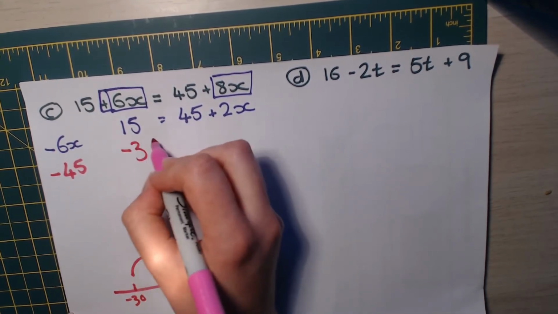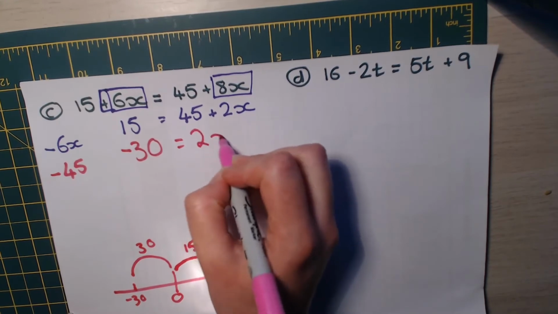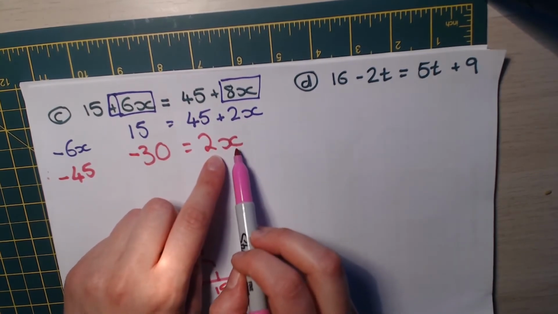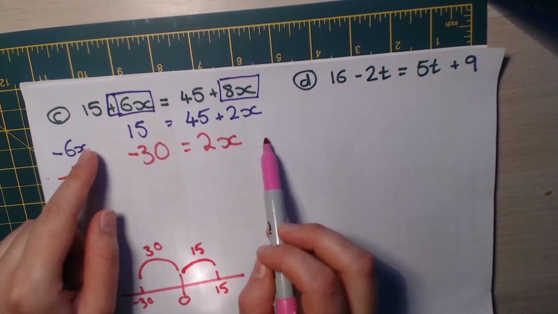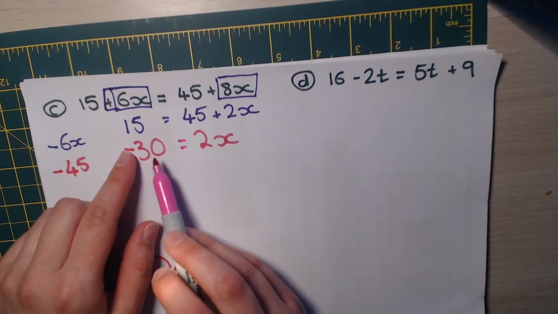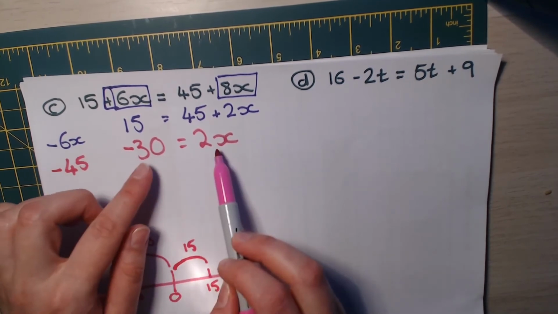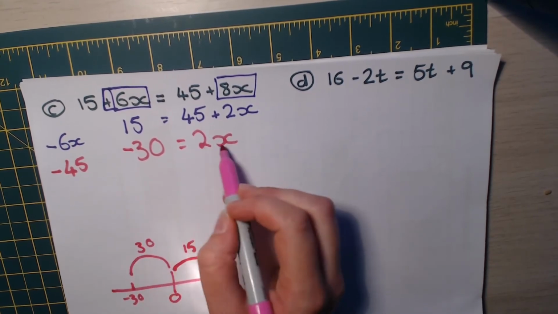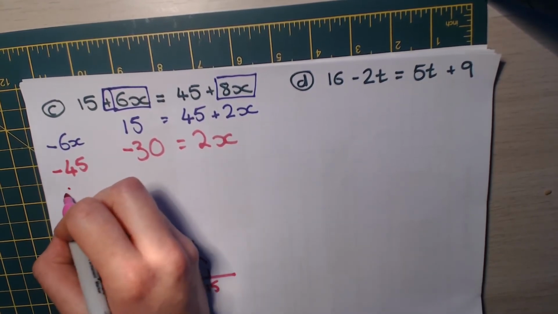So negative 30 equals 2x. And it doesn't matter that x is on the right hand side either. Some people are never sure about that. That's okay. As long as they equal each other, it doesn't matter which way we write it. We're very used to seeing the x on this side. It's a lot more common, but it's not wrong to write it the other way. It's perfectly fine.